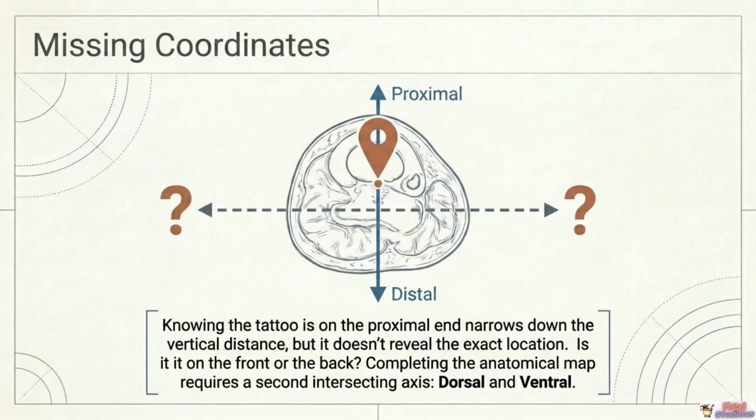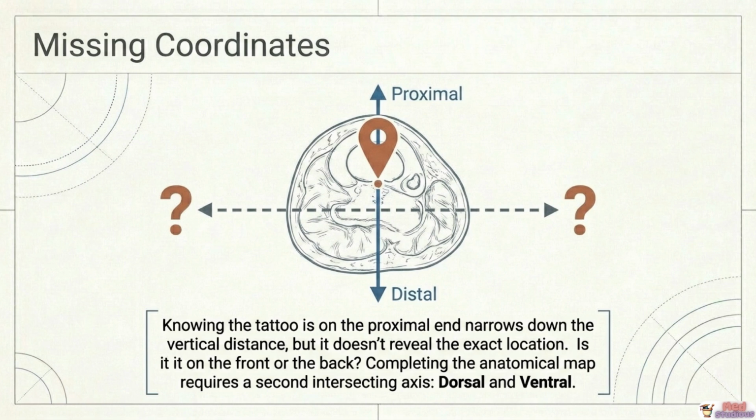Now here's a critical limitation you need to know. Knowing that something is on the proximal end of a limb narrows down the position along one axis, the length of the limb. But it doesn't tell you the full story. Is the tattoo on the front of the forearm or the back? Is the injury on the inner side or the outer side? To complete the anatomical map, you need a second intersecting axis. That's where the terms dorsal and ventral come in. Dorsal refers to the back surface, ventral to the front or belly side.